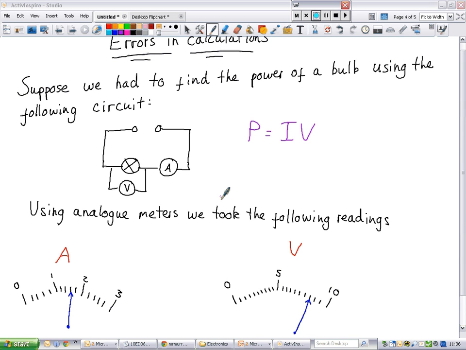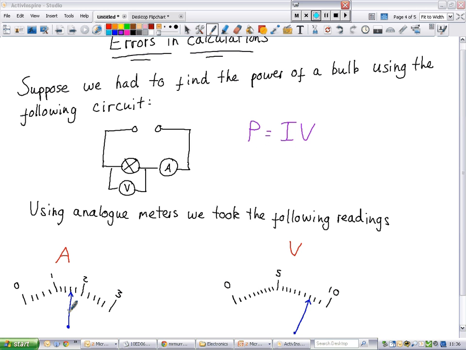more at errors in calculations. This is an experiment where we've got to find the power of the bulb using this circuit. So we've got an ammeter to read current, we've got a voltmeter to read voltage across the bulb. We're going to work towards using power equals current times voltage to figure out what the power is, but we're getting our readings from these analog scales, so obviously there are going to be some uncertainties in those scales.